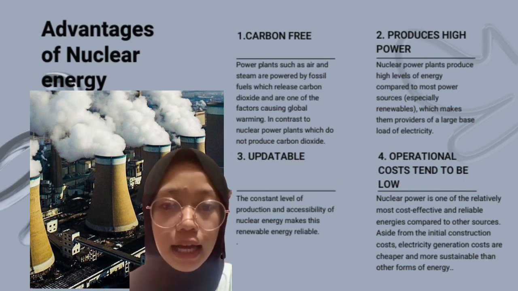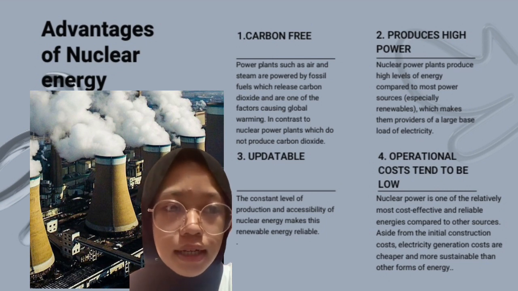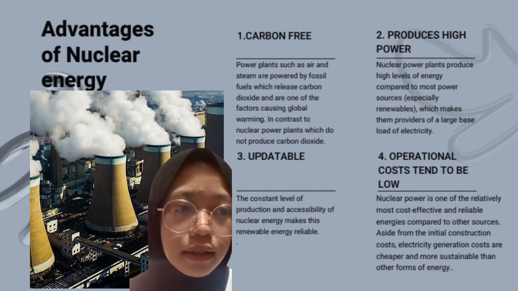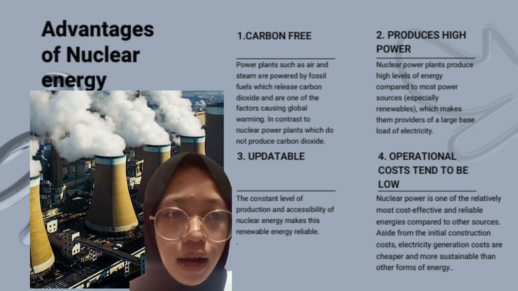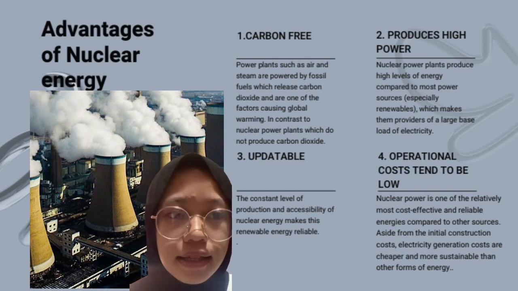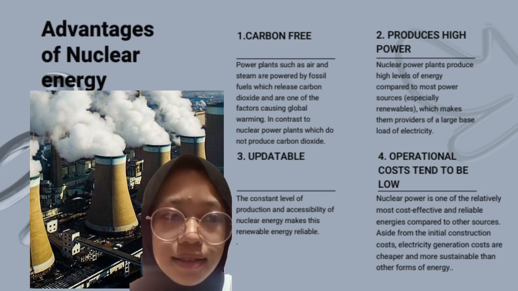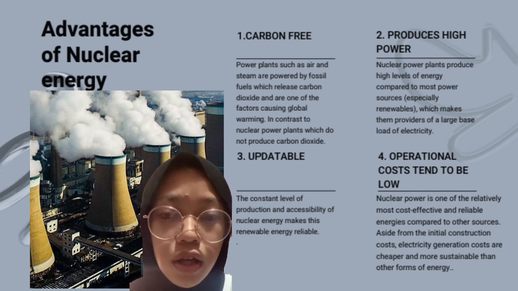Number 4 is operational costs tend to be low. Nuclear power is one of the relatively most cost-effective and reliable energies compared to other sources. Aside from the initial construction costs, electricity generation costs are cheaper and more sustainable than other forms of energy.